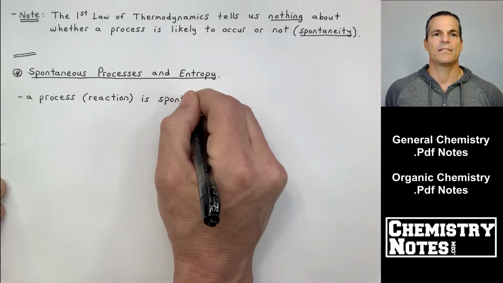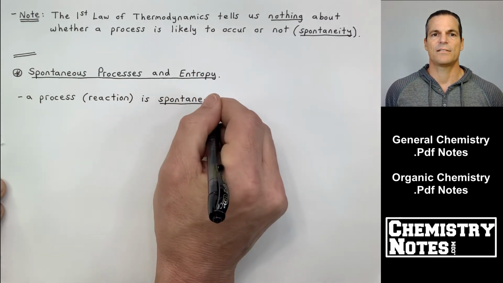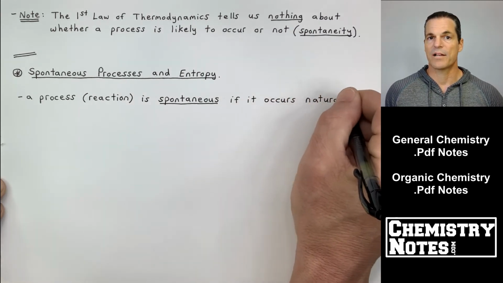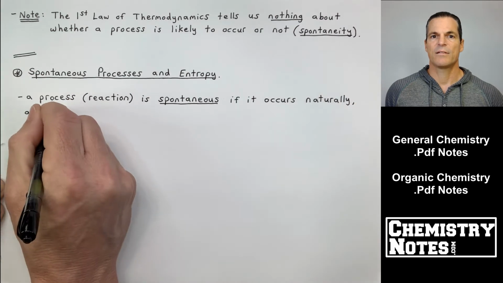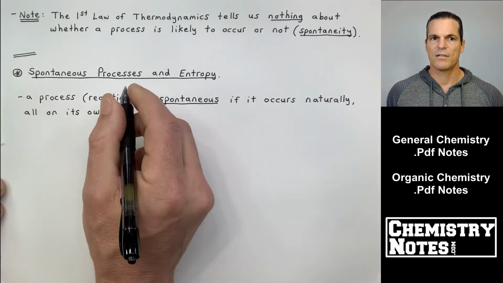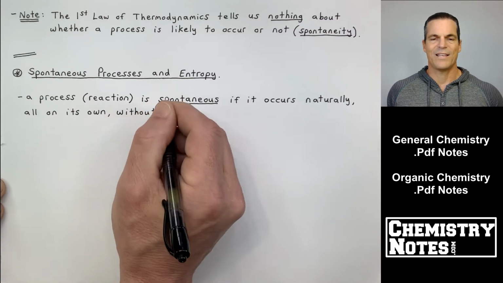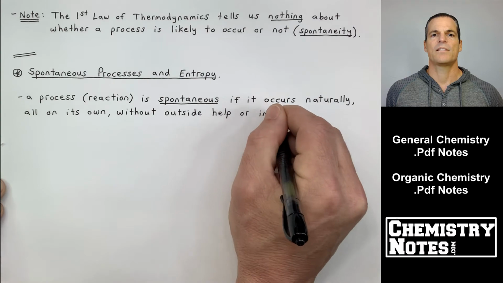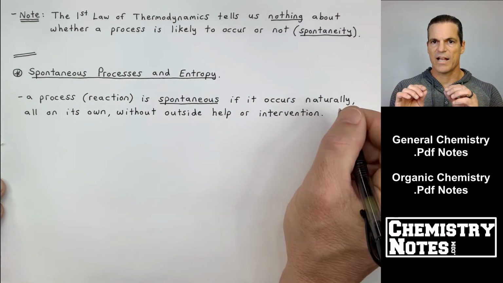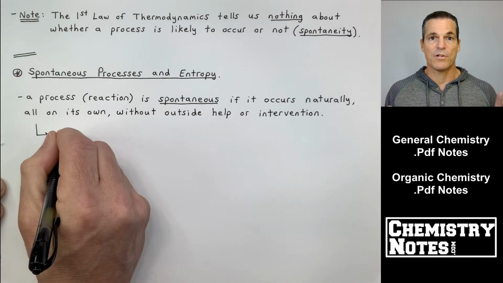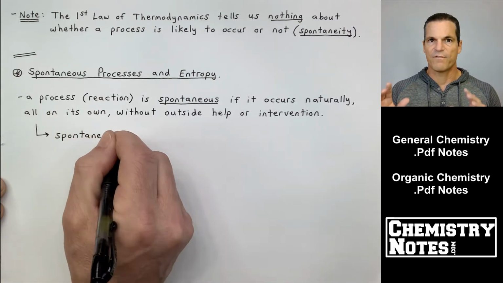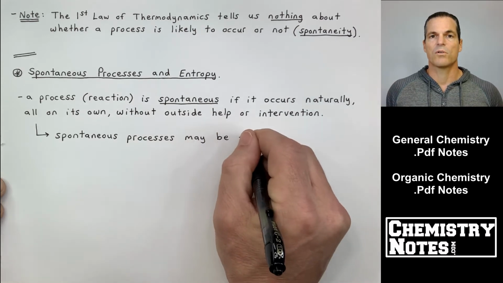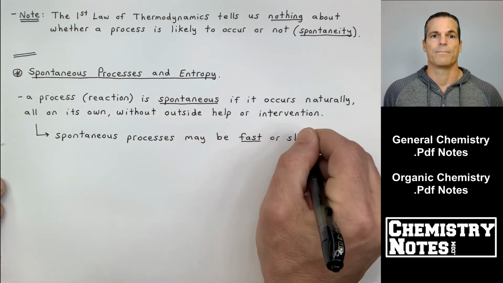Spontaneous processes and entropy. A process, in other words a chemical reaction, is spontaneous if it occurs naturally, all on its own, without any outside help or intervention. If you just set up a chemical reaction and leave it alone, it'll happen all on its own. We don't have to interfere with it or give it some oomph. We can leave it, and it'll take its course all on its own in the forward direction.